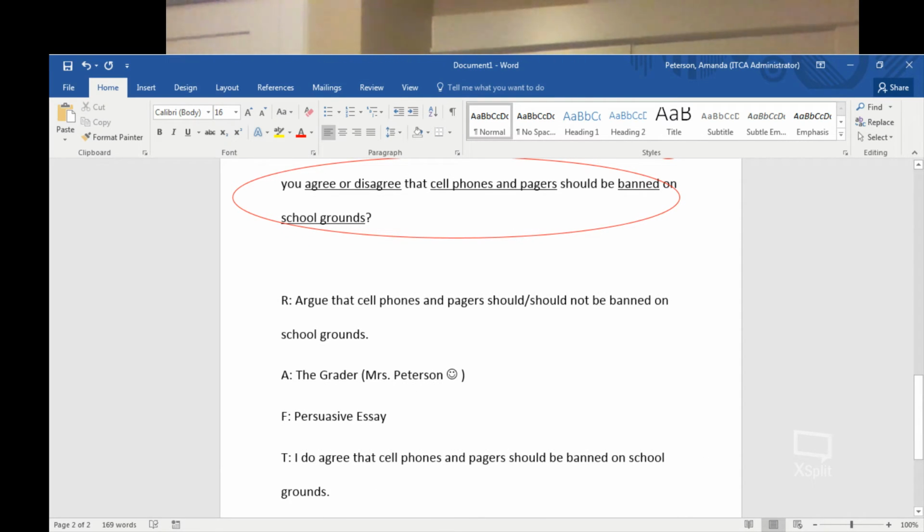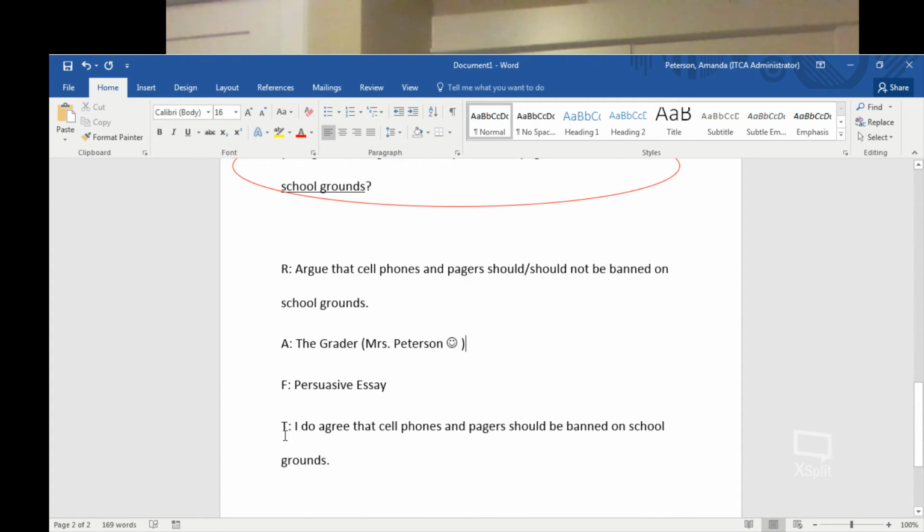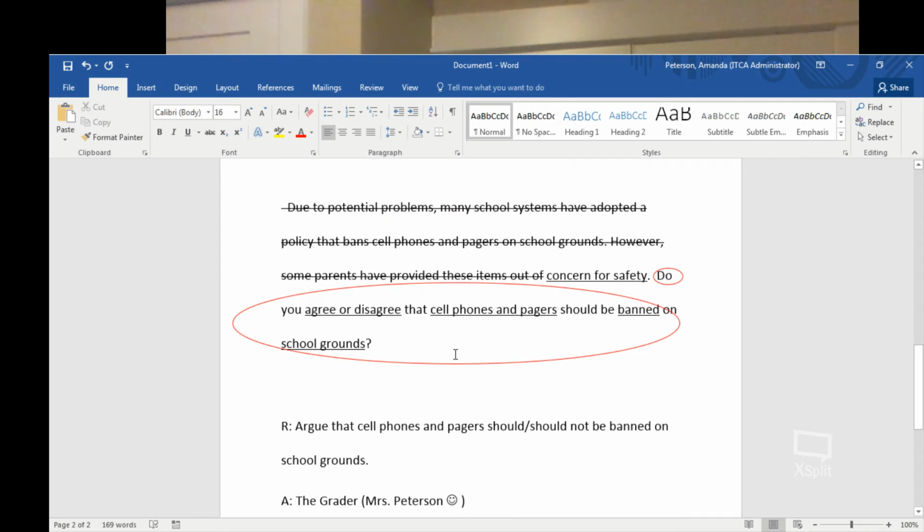This is going to be my main idea. This is very blanketed. It doesn't have to be super specific. Again, this is not a thesis statement. This is just getting you ready to write that and making it easier. But this is your main topic. I do agree that cell phones and pagers should be banned on school grounds. Now look, you've deconstructed a prompt. We've deconstructed a prompt together.